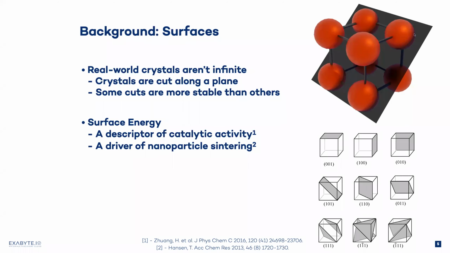So over here, I'm illustrating maybe a 101 surface for just a simple cubic unit cell, but there are many other different ways that surfaces can be cut. And usually these are illustrated by Miller indices, which describe along which axes the crystals are being cut. The way that we can assess which cuts are more favorable is by using the surface energy, which is just how much energy is required to actually form the surface. This is useful also as a descriptor of catalytic activity for some catalysts, and it's also a huge driver in nanoparticle sintering, which is very important to the field of catalyst stability.